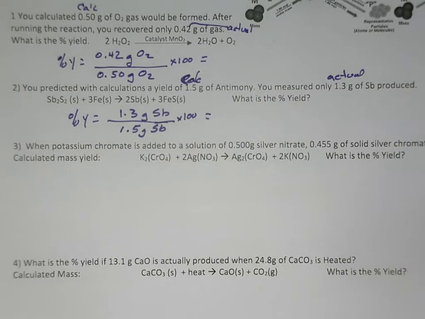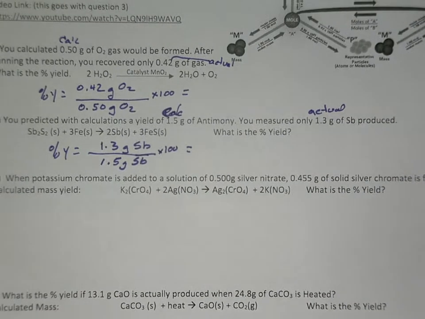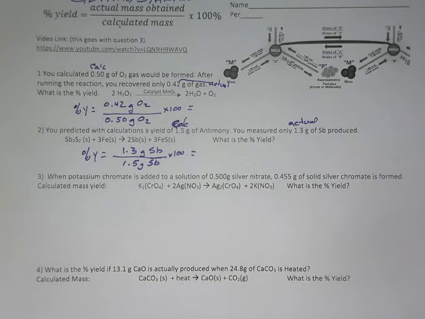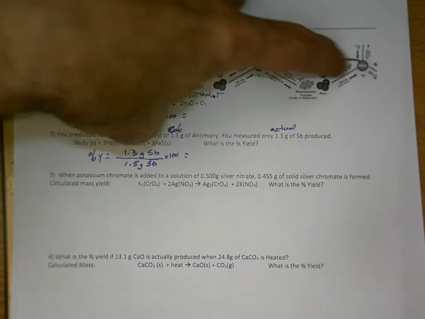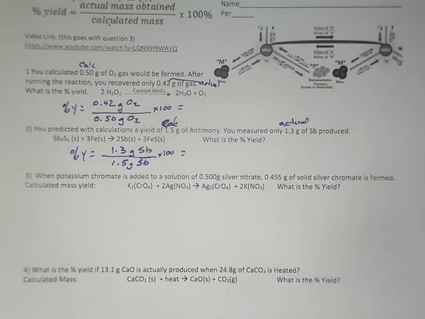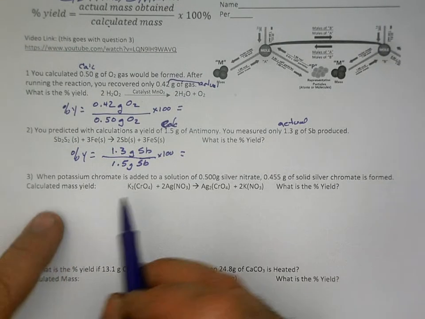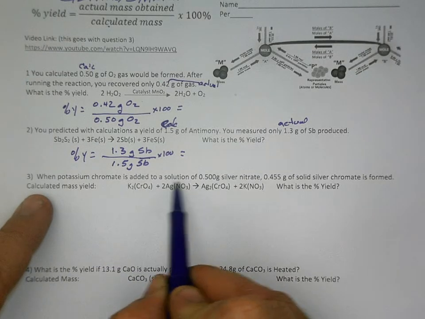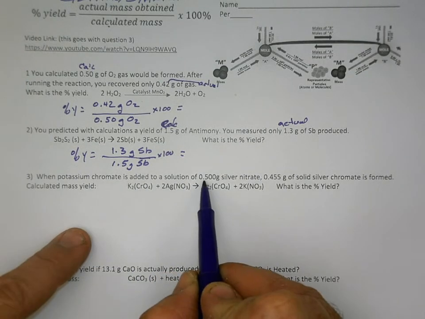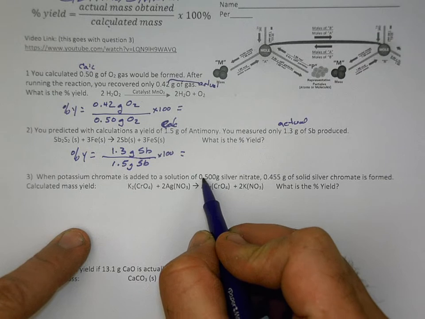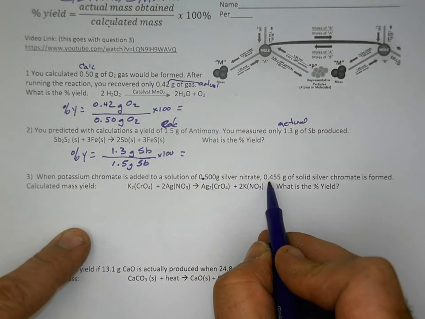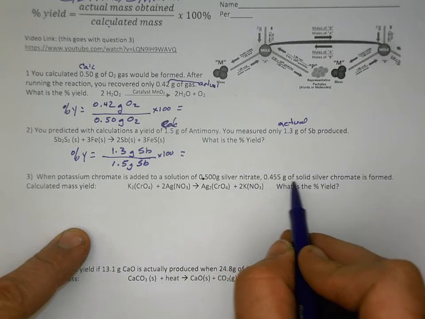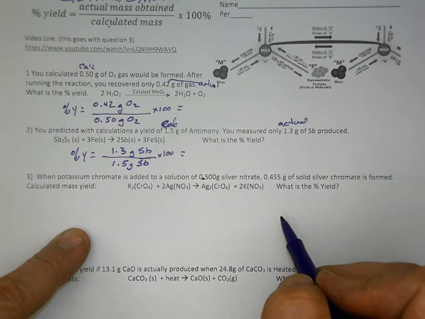Okay, on these, a little more involved, because you have to actually do the calculation. First two, we didn't do that. I'm going to leave this part of the MVP triangle, the double triangle. I think that's really helpful. So let's see. When potassium chromate is added to a solution of 0.500 grams, I'm going to make the decimal bigger, so 0.500 grams of silver nitrate, we get 0.0455 grams of silver chromate formed.